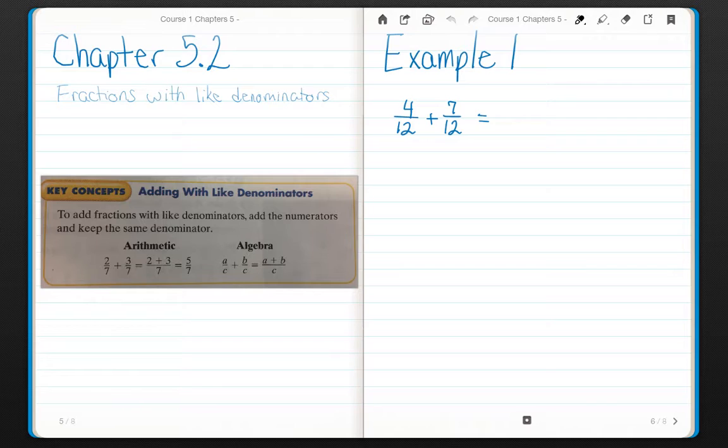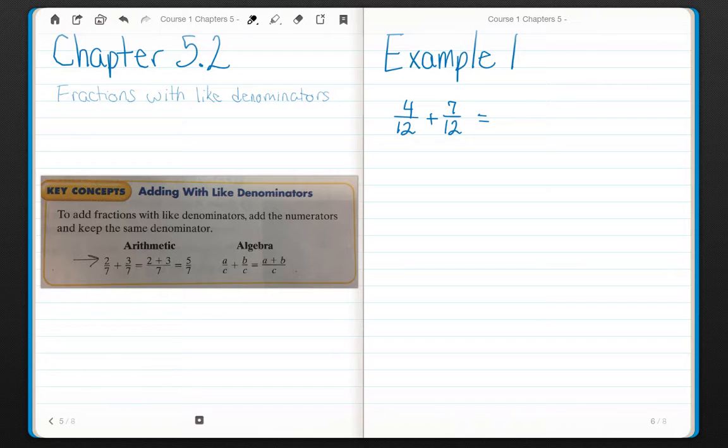Okay, so the key concept today is that when we add or subtract fractions with like denominators, we add or subtract the numerators, but we keep the denominators exactly the same. We do not add those. This is what it looks like mathematically. 2/7 plus 3/7 is the same as 2 plus 3 over 7, or 5/7. Algebraically, and you'll start to see this form more and more to explain things, is A over C plus B over C equals the same as A plus B all over C.